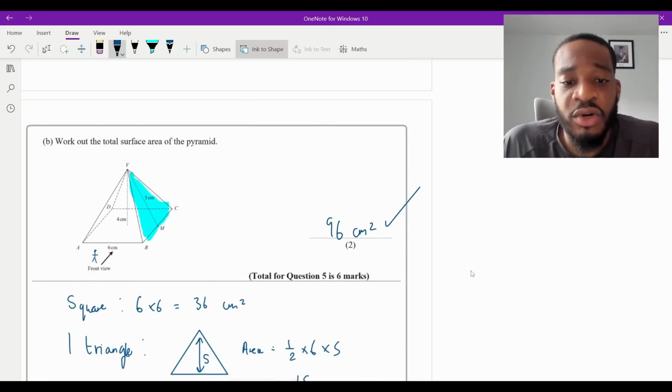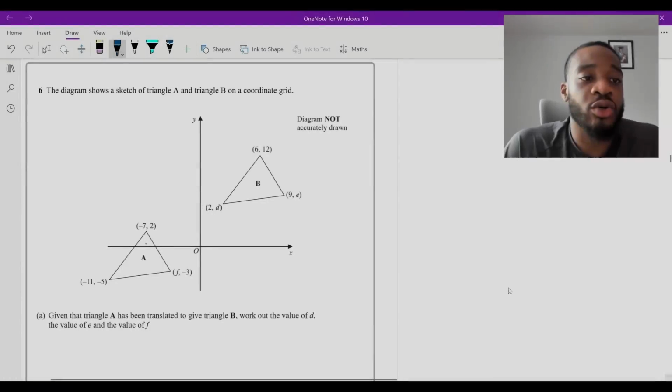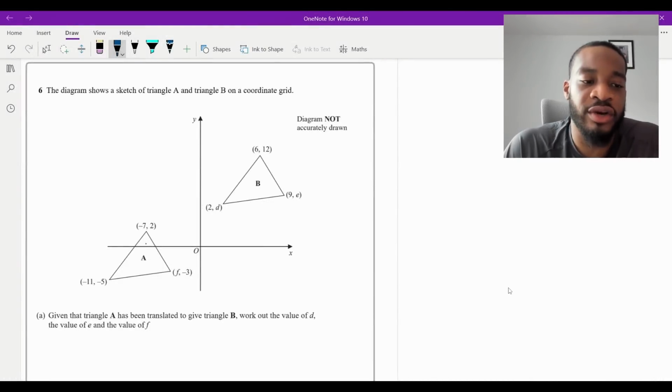And that's it. That's question 5 finished. Okay, so question 6 says the diagram shows a sketch of triangle A and triangle B on a coordinate grid. Part A says given that triangle A has been translated to give triangle B, work out the value of D, the value of E, and the value of F.